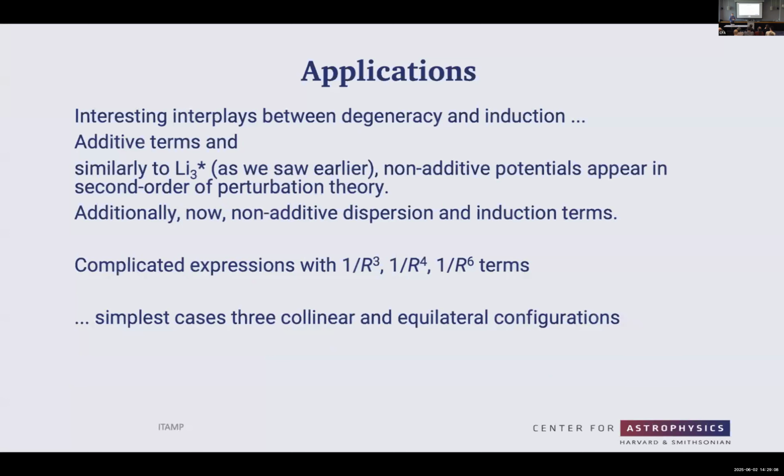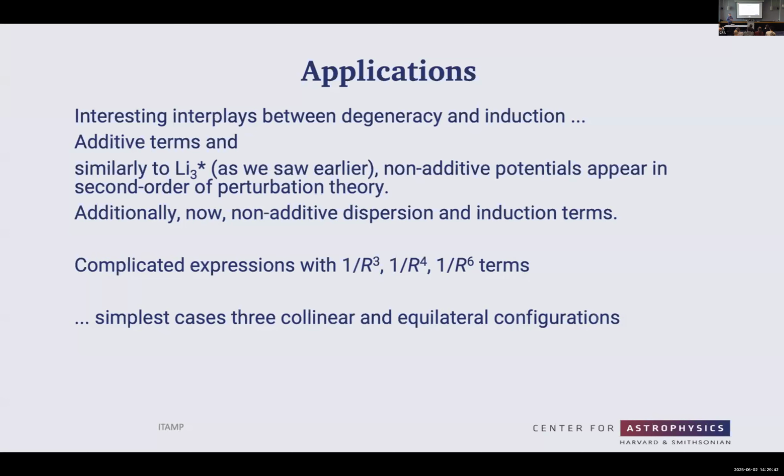So it's a mess. But we get additive terms, and also, for the lithium 3 star, the excited state, we get non-additive potentials similar to the ones I showed in second order perturbation theory, unlike the Axelrod term, which is third order. Now we have these non-additive dispersion and induction terms as well. The expressions are complicated, but they come down to 1 over R cubed, 1 over R to the 4th, and 1 over R to the 6th, where R is something that looks like a length.